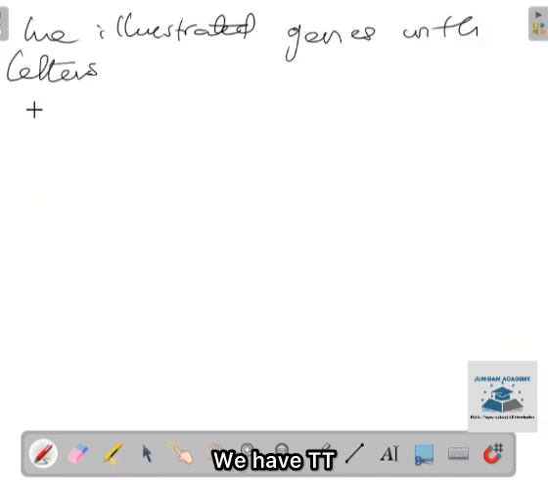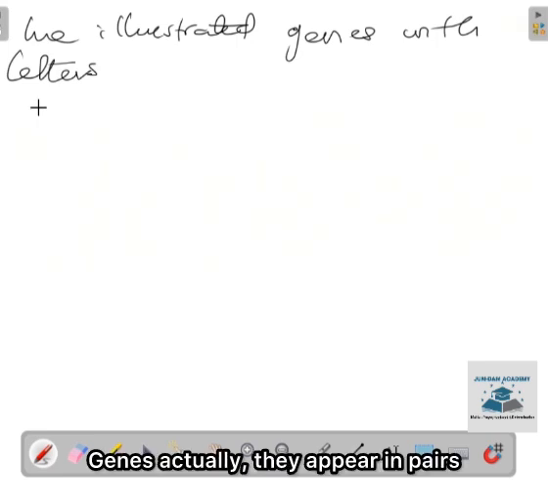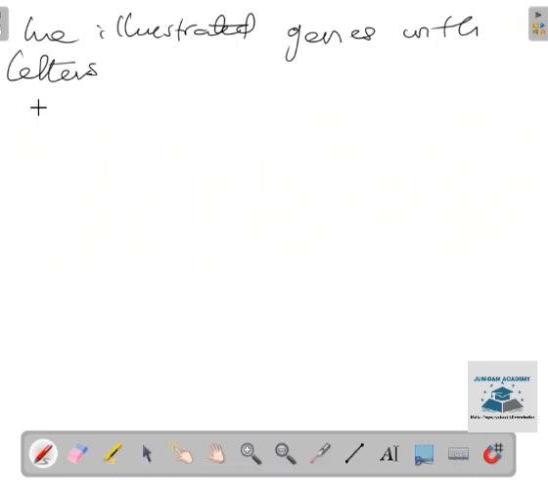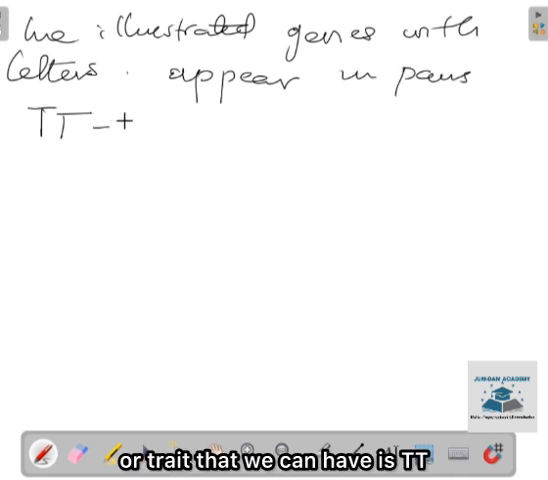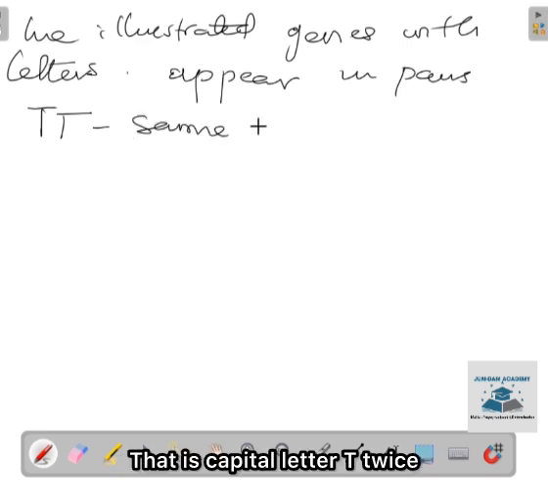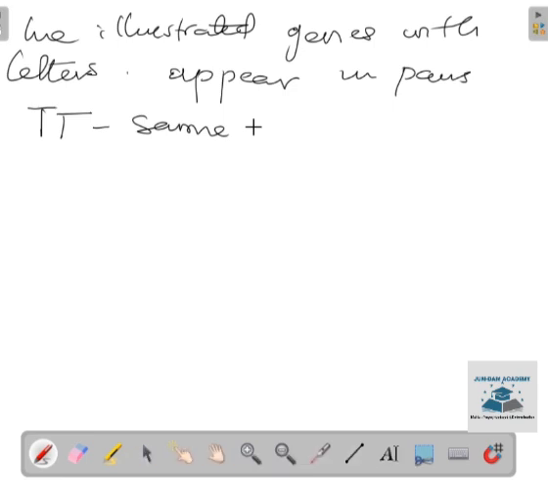We have TT. Genes actually appear in pairs. So the first gene pair that we can have is TT, that is capital letter T twice. That is the same, homo. We call them homozygous. They are the same. We call them homozygous.